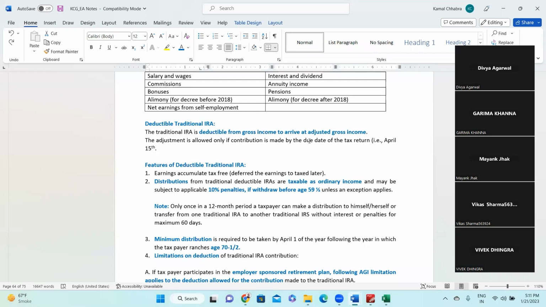And the amount, for example, instead of 15th April, you have deposited in, let's say, May next month. Then that deposit would be considered for the next year, not for this year. So you can take the benefit in the following year, not in the current year.